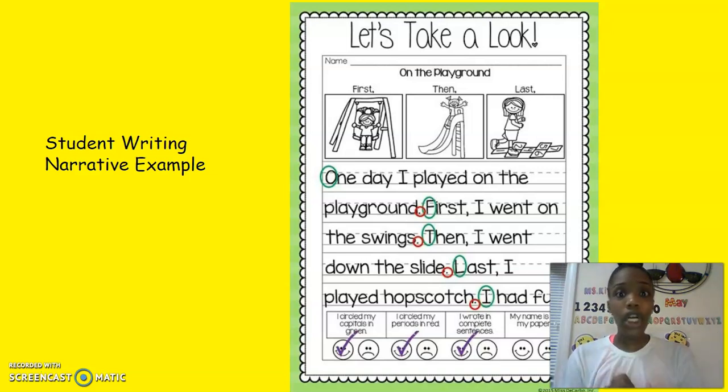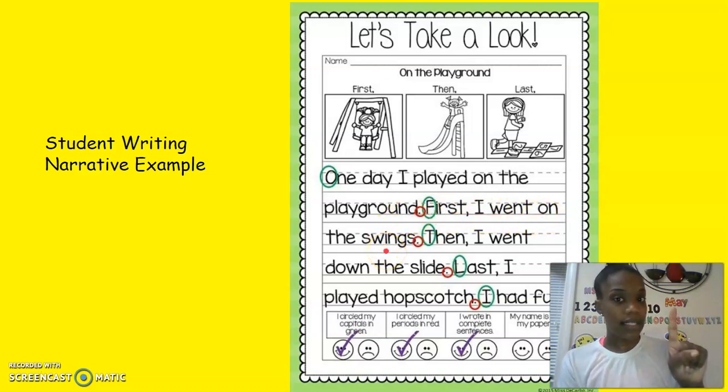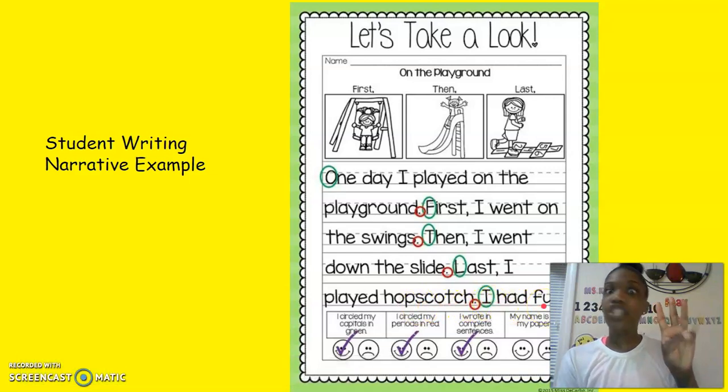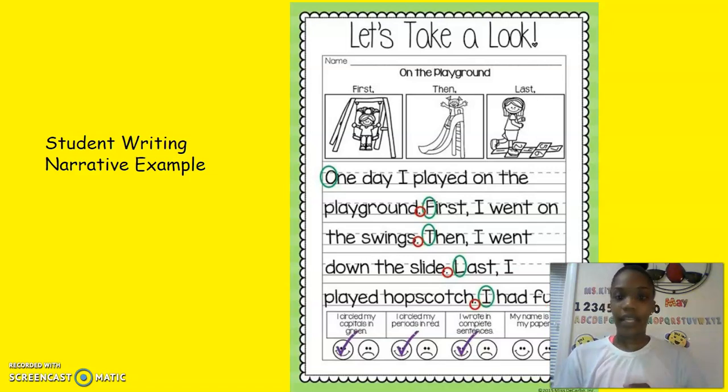You have your hook, like this here. She says, "One day I played on the playground." That's going to hook her readers in because she's saying, this is what I'm going to be talking about. Then she went and used her transition words. "First, I went on the swing." That's one sentence. "Then I went down the slide." That's two sentences. "Last, I played hopscotch." That's three sentences. "And I had fun." She had her ending, okay? She has her beginning, her middle, and her ending.